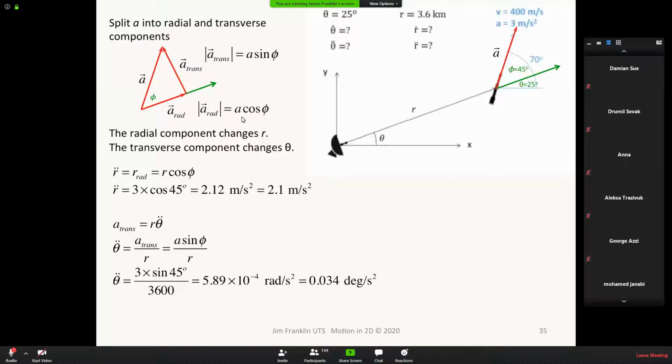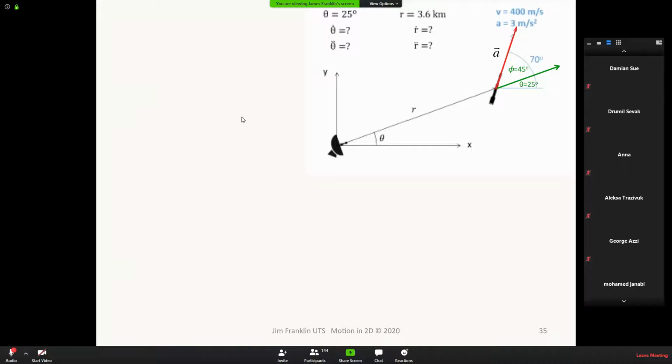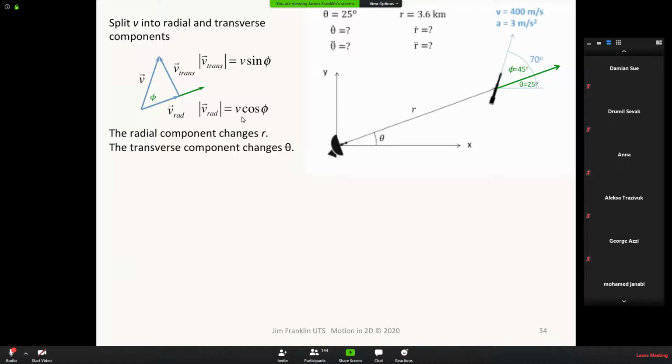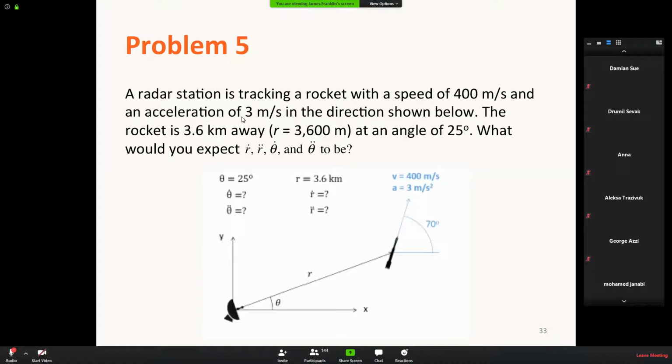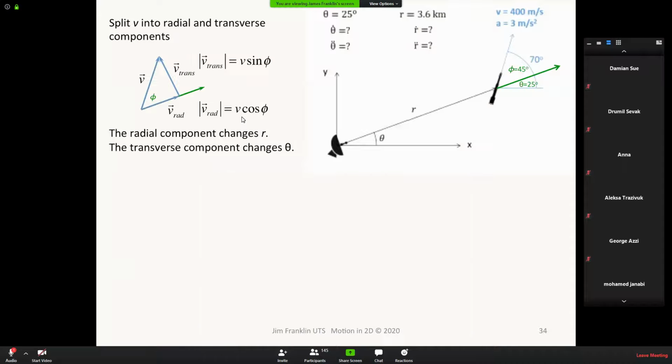Okay, so let me just go through this one again because I suspect there's quite a lot going on here. So we wanted to know the rate at which the range is changing and the range is accelerating, and how the angle is changing with respect to time and what the rate of change of the angular velocity is. That'd be theta double dot.